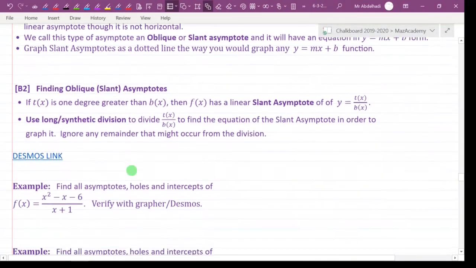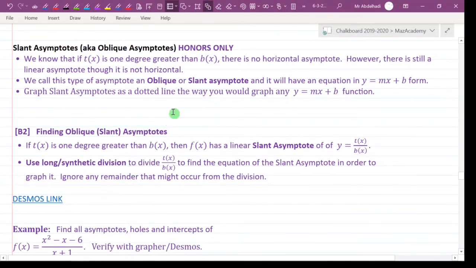There's one last topic here that's honors only. So if you're an honor student, you're going to want to stick around for this last part here. If you're in an academic class, you can stick around if you're curious, but otherwise you don't have to worry about this on your quiz.